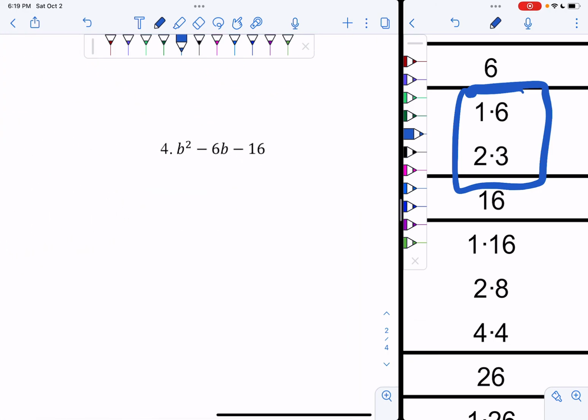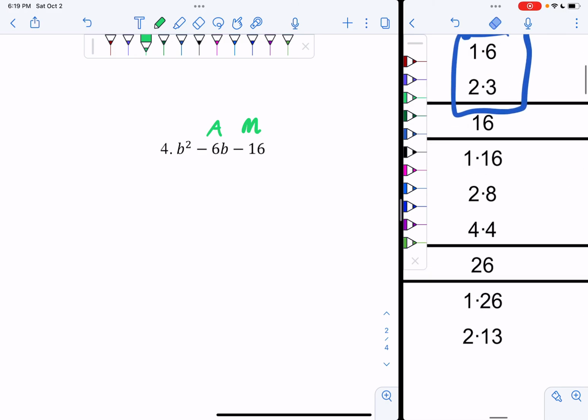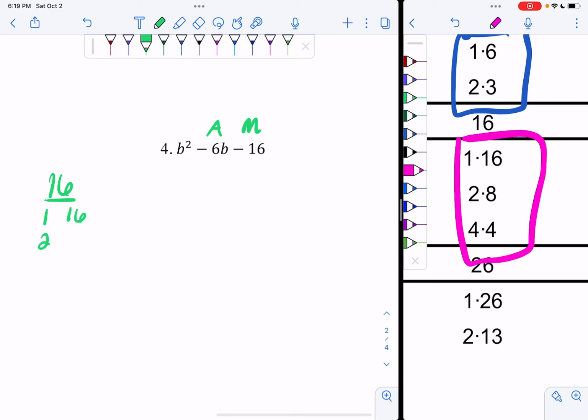Okay, number 4. b squared minus 6b minus 16. I want to add up to negative 6 and multiply to negative 16. So I want to list all the factors of 16. The factors of 16 are 1 and 16, 2 and 8, and 4 and 4. I draw my diamond. I put my negative 16 up top and my negative 6 downstairs. When we do this, we want to figure out what multiplies to negative 16 and adds up to negative 6.